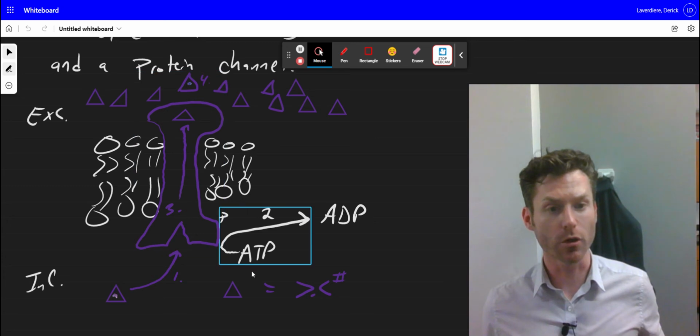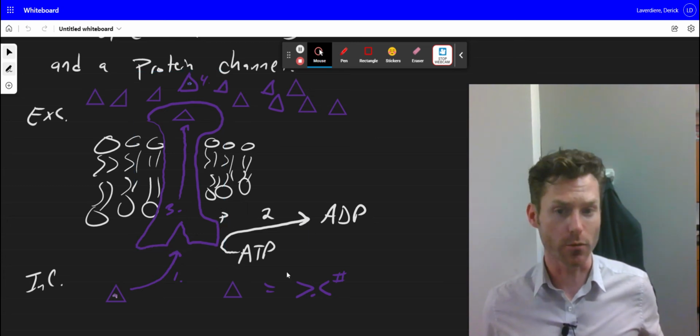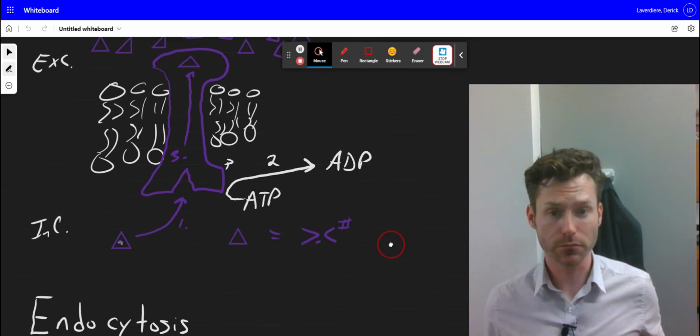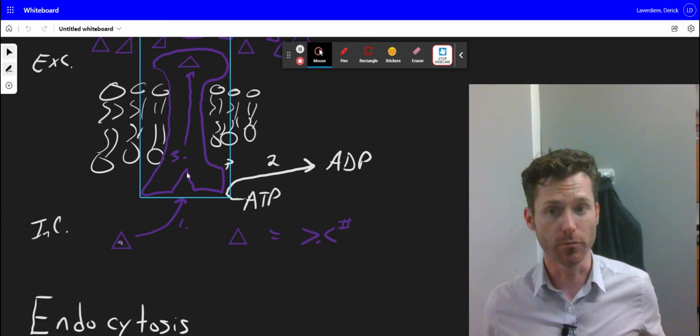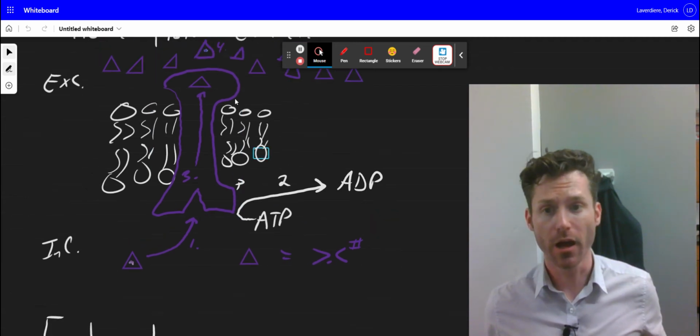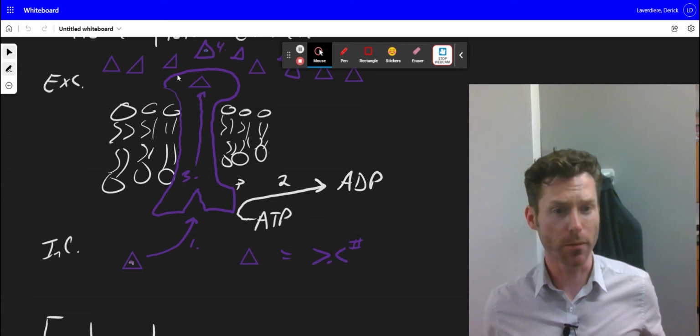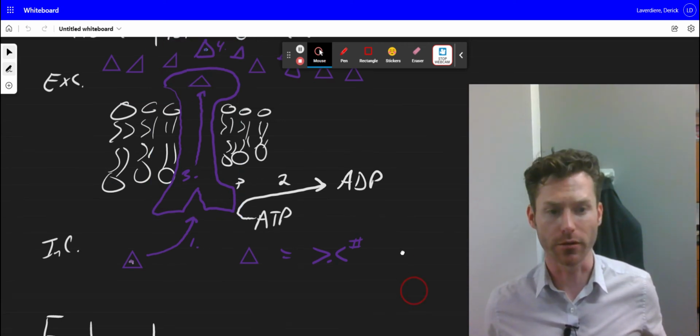And our protein channel will go back to its original shape. The phosphate will fall off, and then we can just repeat the cycle all over again. So that's active transport. It used energy to move a molecule against the concentration gradient. So this is called a pump. This is an active transport pump because it's pumping the molecule.